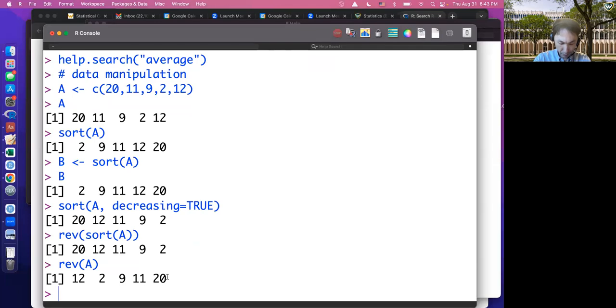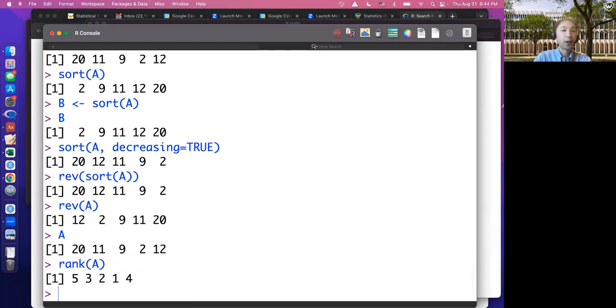Then I want to discuss the rank function. Again, A is this, and rank of A returns this. It means 20 is the 5th smallest observation, 11 is the 3rd smallest, 9 is the 2nd smallest, 2 is the smallest, and 12 is the 4th smallest observation. So the rank function returns the rank of these observations.